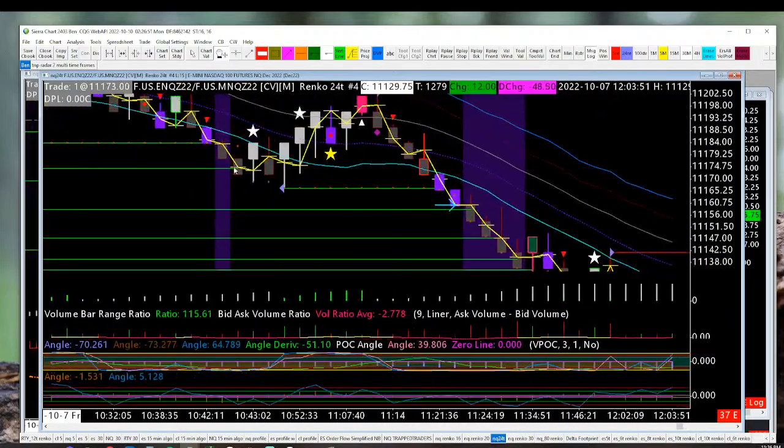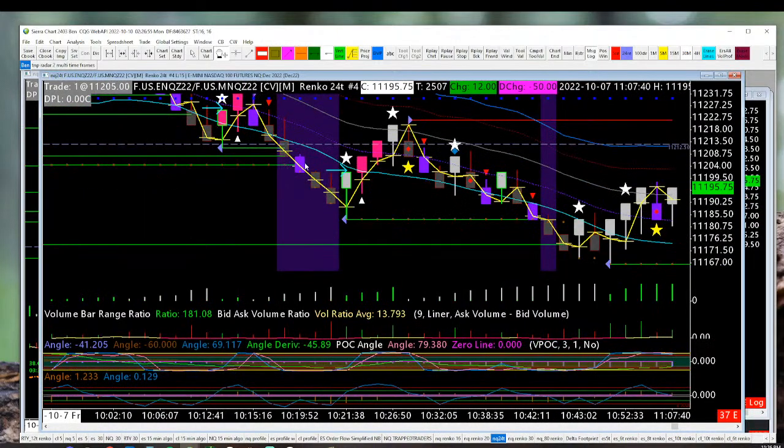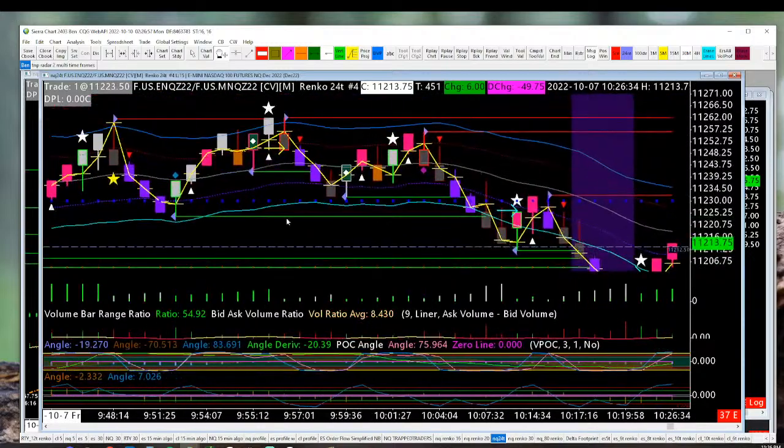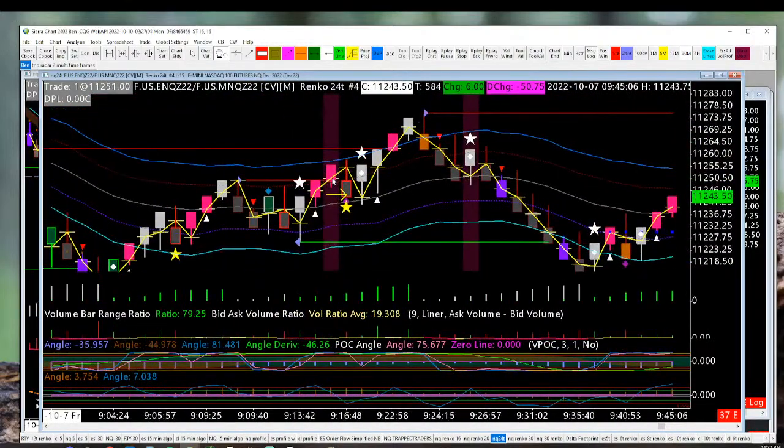Nope. No. Purple bar's way up here. Just a scalp, if anything. No. Uh-oh. Here it is. Pink background, pink bar, red bar. You'd think that'd go to support. Where's support?